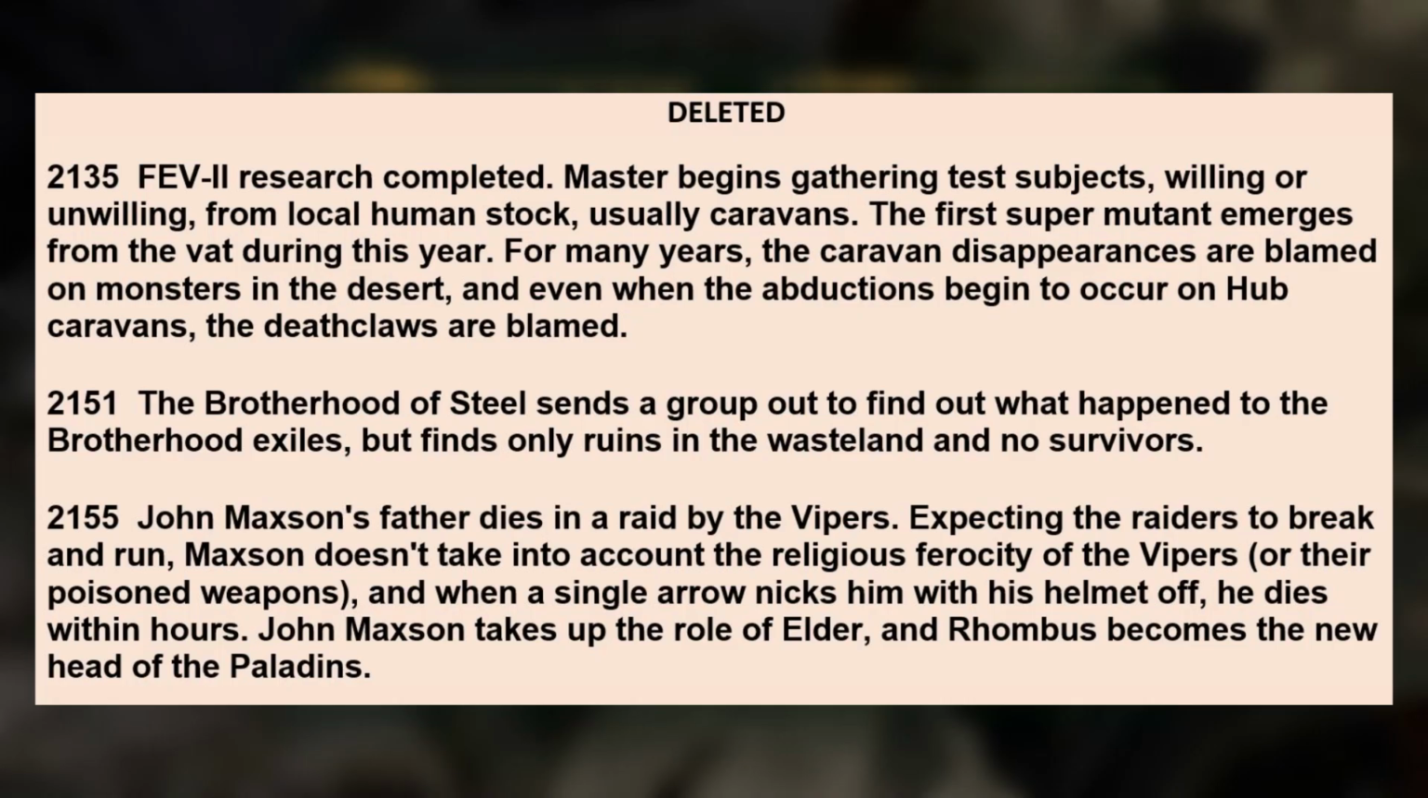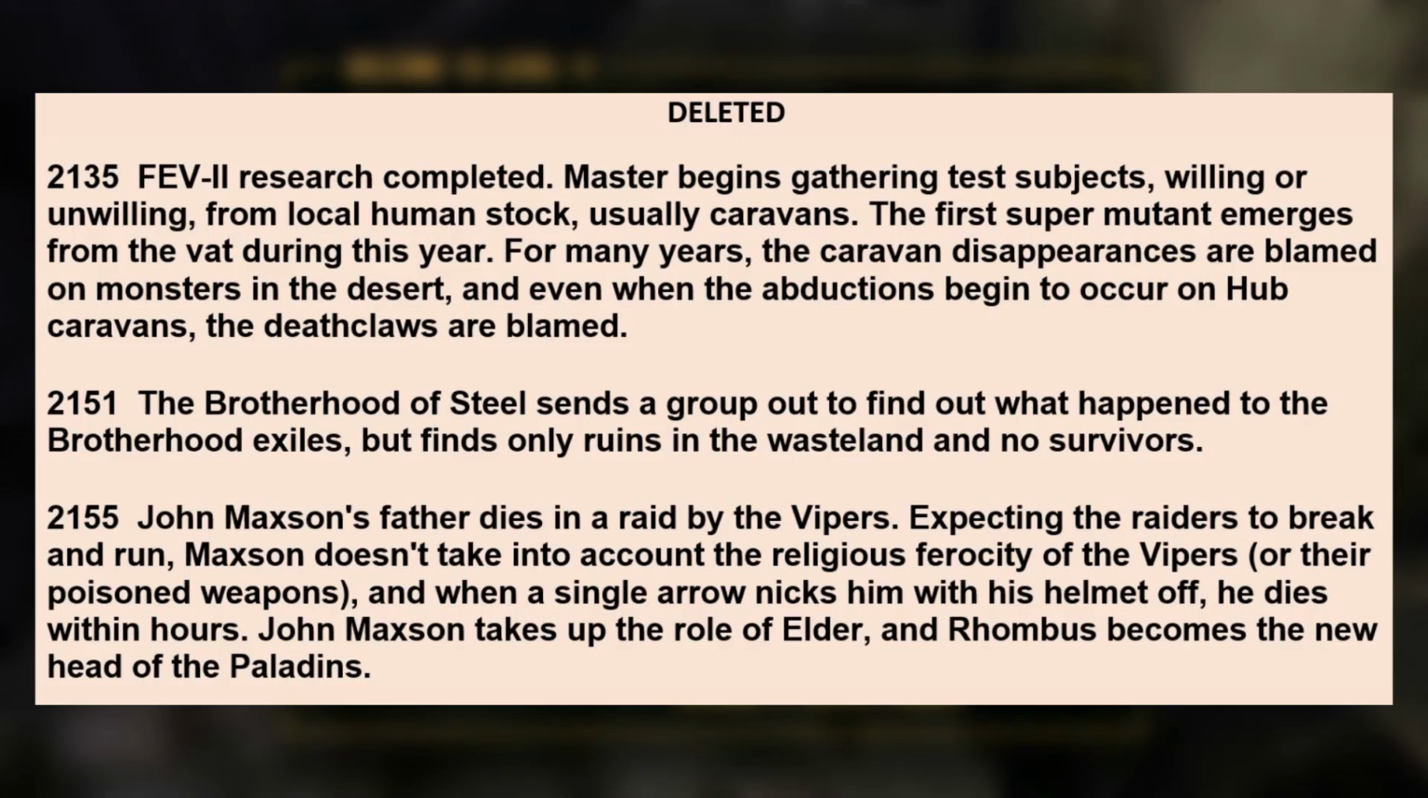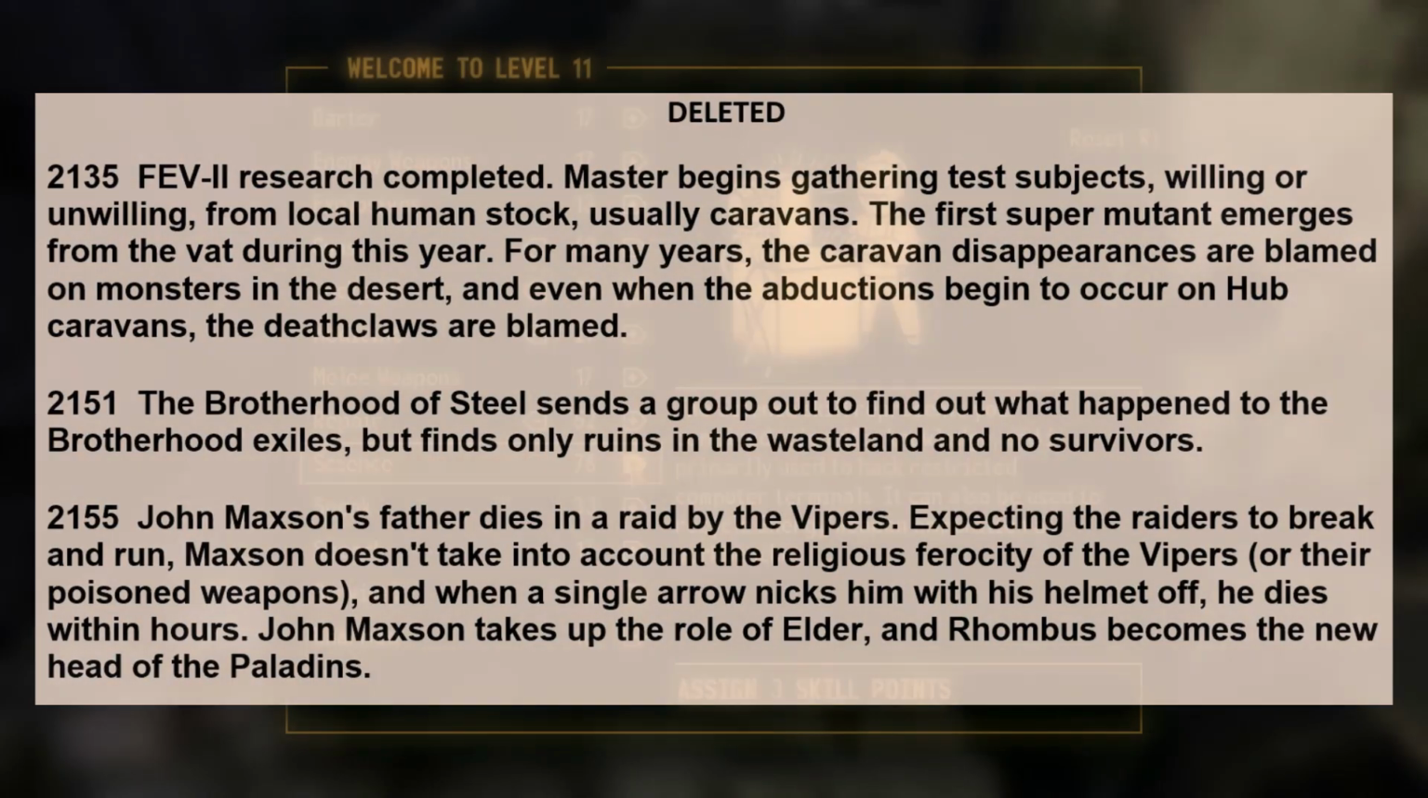Expecting the raiders to break and run, Maxon doesn't take into account the religious ferocity of the Vipers or their poisoned weapons, and when a single arrow nicks him with his helmet off, he dies within hours. John Maxon takes up the role of Elder, and Rhombus becomes the new lead of the Paladins.